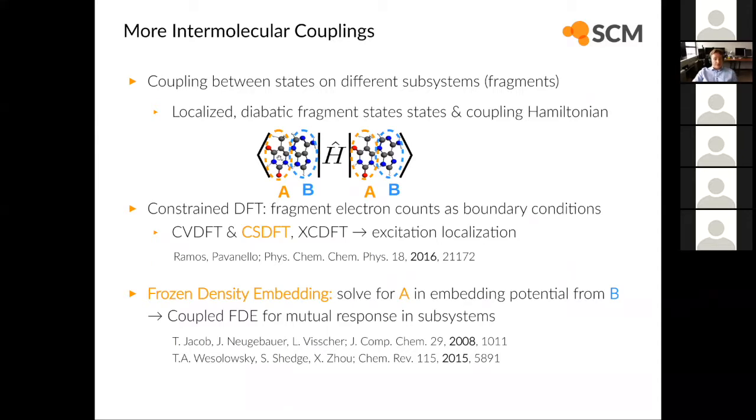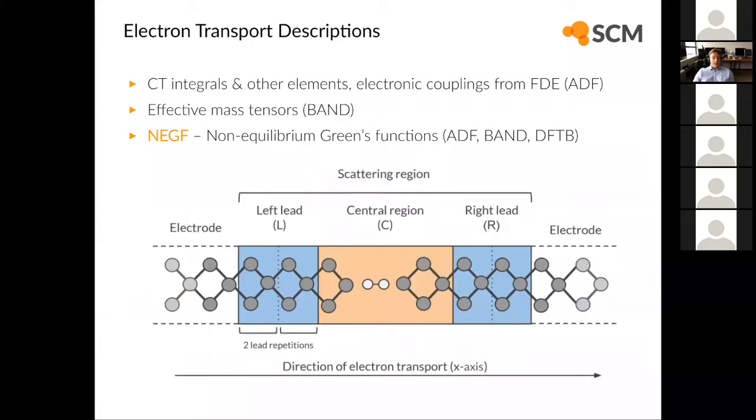And a third alternative way is the so-called frozen density embedding method, where one basically tries to solve the Kohn-Sham equations of A in an embedding potential, which basically originates from the presence of another fragment B. And then there are various different frozen density embedding formalisms. For example, the coupled FDE method allows one to obtain response properties between these two subsystems, and therefore is also able to deduce such charge mobilities.